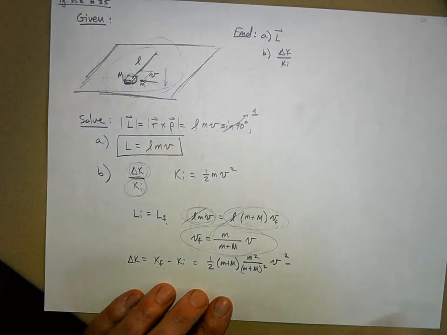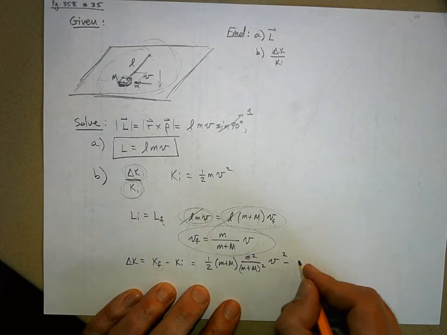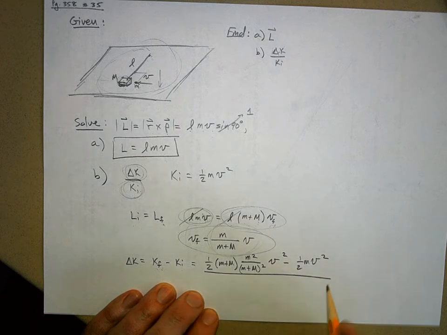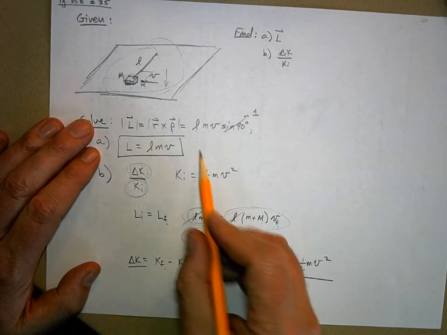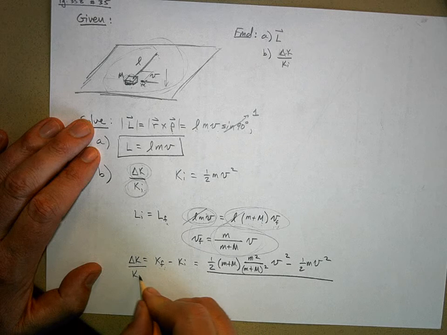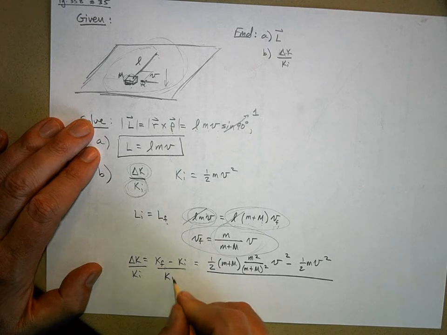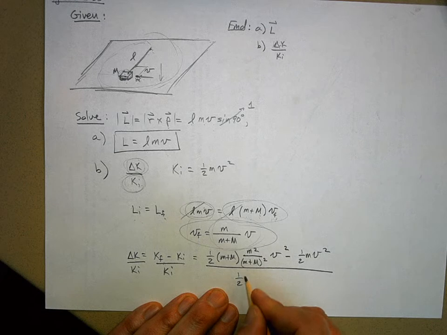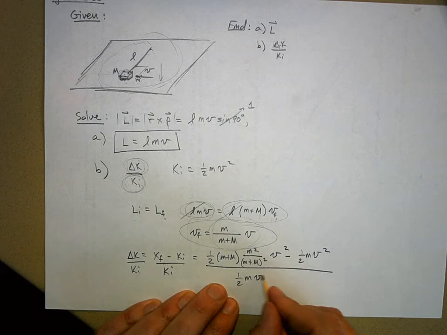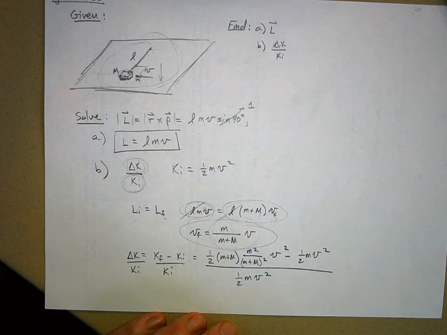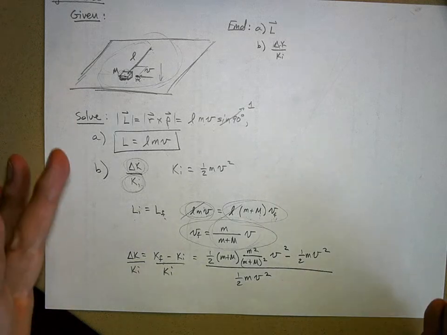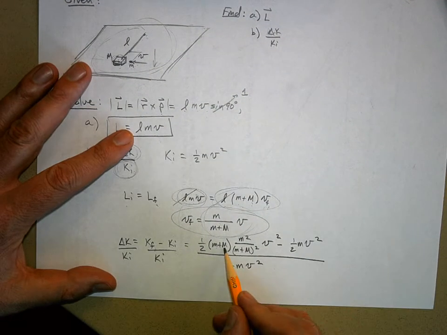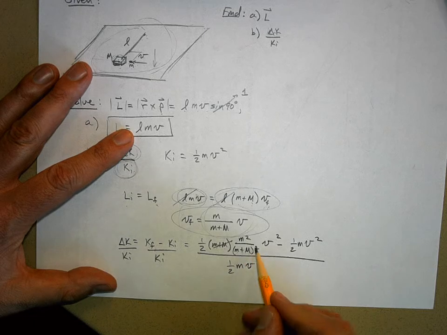Now, the initial kinetic energy is 1/2 m v squared, and then to get the ratio that they want, you divide by the initial kinetic energy. And what is the initial kinetic energy? 1/2 m v squared. Now we got some stuff that cancels out. This looks horrible, but it's really not too bad. We got stuff that cancels out. This m plus M and this m plus M squared, right? That goes away.